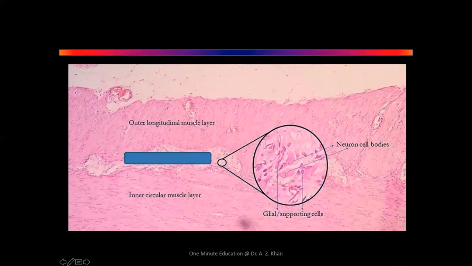Neuron cell body, that's the clue. It's a neuron cell body between the outer longitudinal and the inner circular layer. See how they will twist the question and ask you. Yes, sir. If I give you this picture in a Viva table, and you're not able to answer, you'll kick yourself, because it is something that you know.